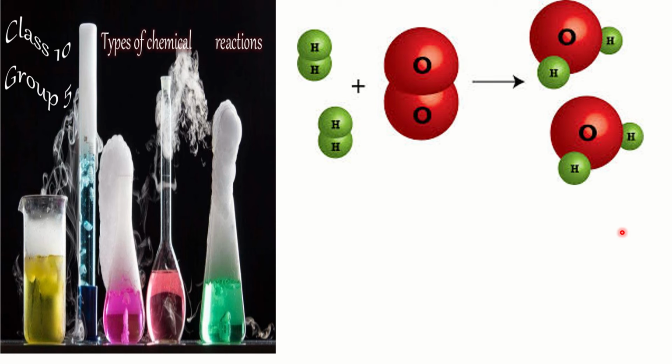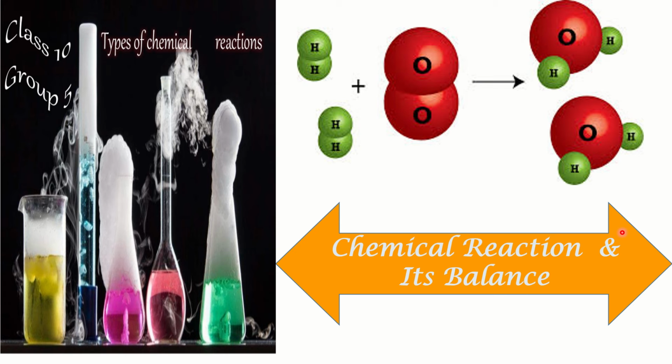When one or more things are changed to make completely new one or more things, then this is called chemical process. And when this chemical process is expressed by using equation, then this is called chemical reaction. Dear students, today in this class, we will learn about chemical reaction and also its balance.